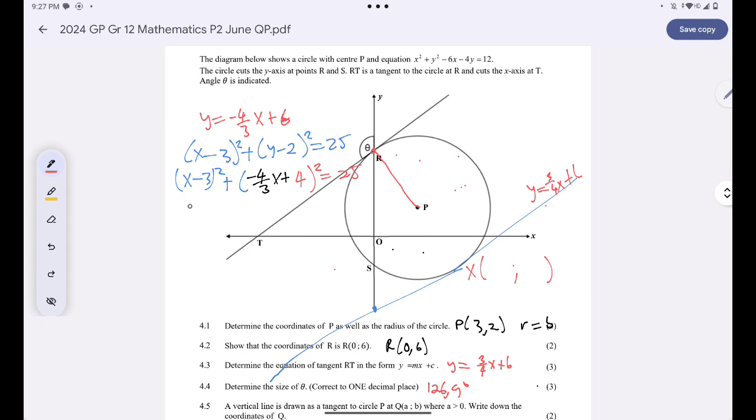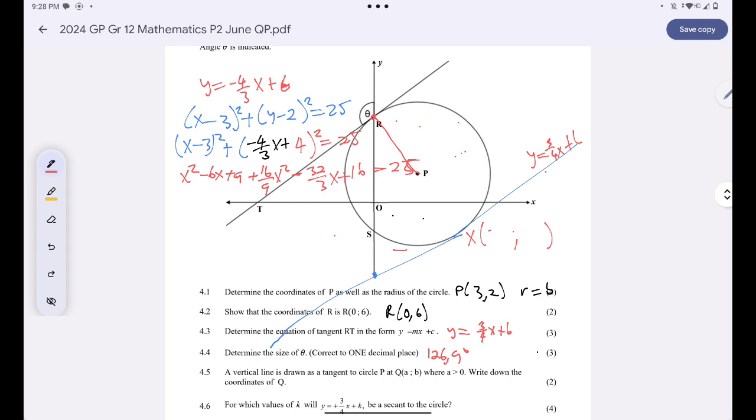Okay, whenever I do so, I'll have x squared minus 6x plus 9 plus 16 over 9 x squared minus 32 over 3 x plus 16 is equal to 25. 4 over 3 times 4 is 16 over 3, it's not 40. 9 plus 16 will give us 25, so it will cancel with the other 25 on the other side, and then I'll simply have x squared plus 16 over 9 x squared minus 6x minus 32 over 3 x is equal to 0. I can multiply everything by 9.